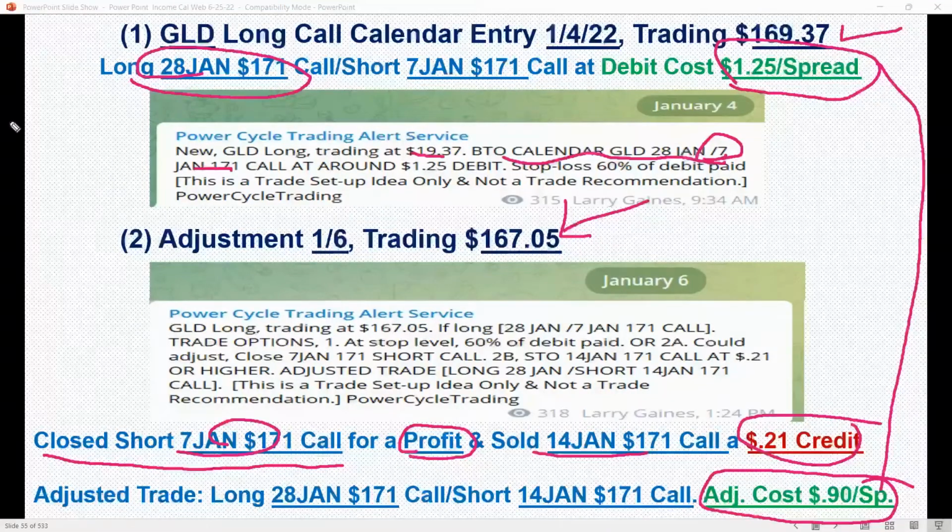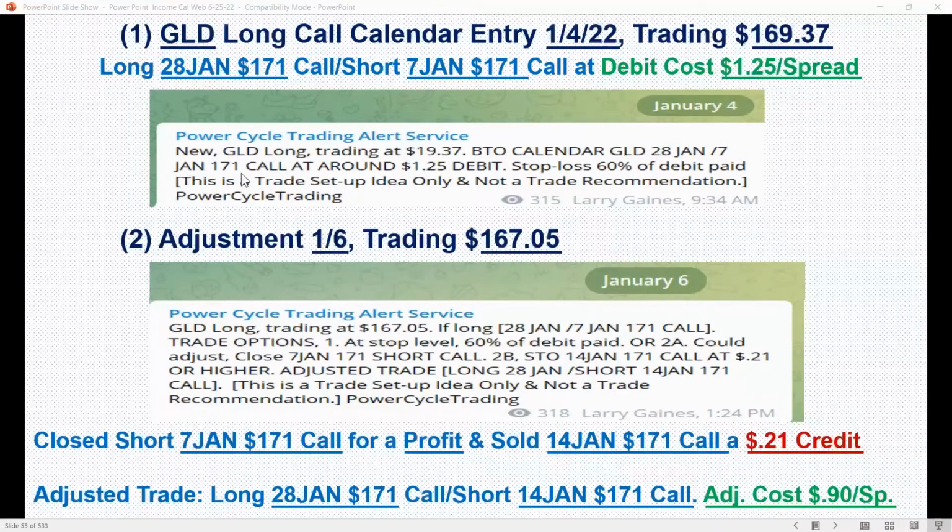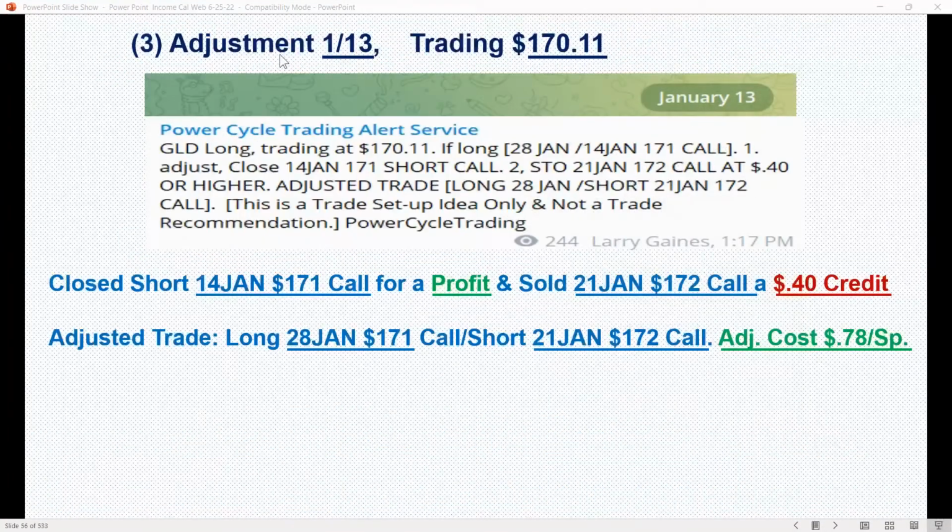As long as your trade holds your support area or resistance area that you're looking for, you're good to go. Then we did another adjustment on the 13th. At this point it was trading at 170, still right below the 171 short strike. So we closed out the 14 Jan 171 call for another profit. We took some more profit there, like a covered call.